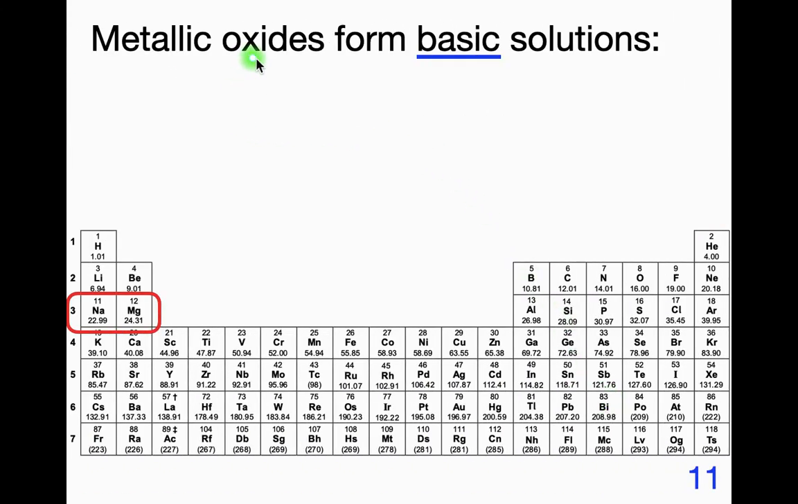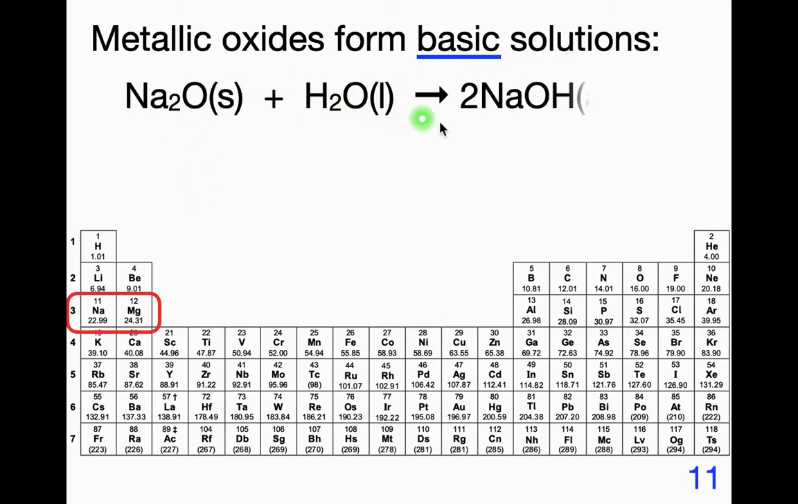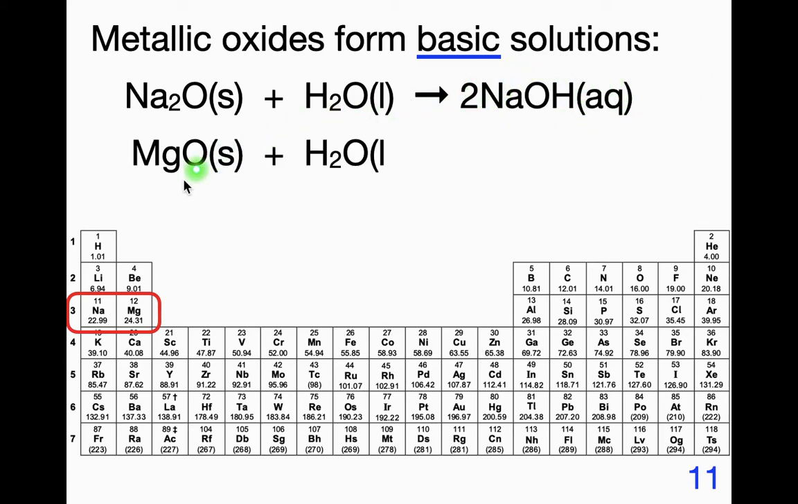Okay, so metallic oxides form basic solutions. So sodium oxide reacting with water is going to form sodium hydroxide. Magnesium oxide and water will form, you guessed it, magnesium hydroxide. And these are basic solutions. They're aqueous. Anytime you have a hydroxide as part of an aqueous solution, it's going to be basic.